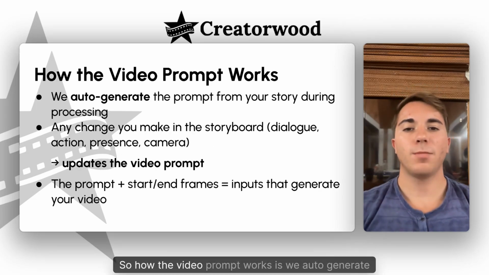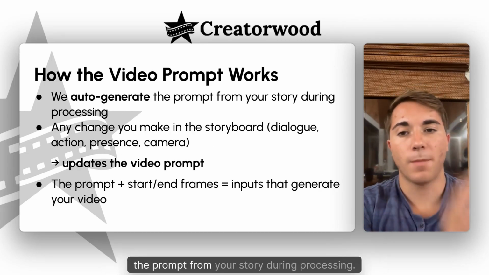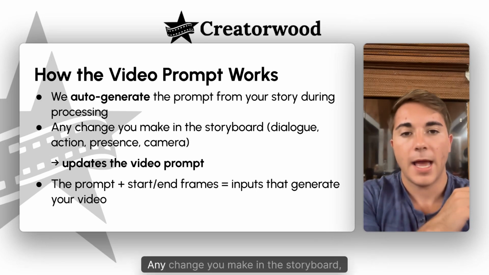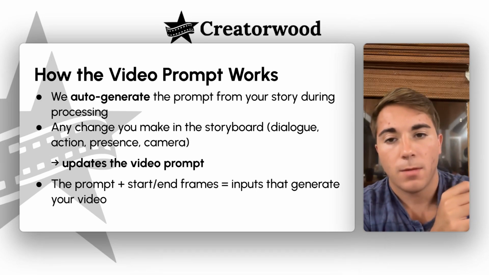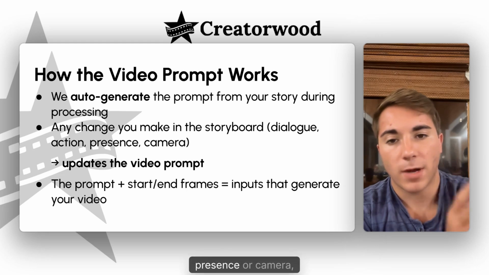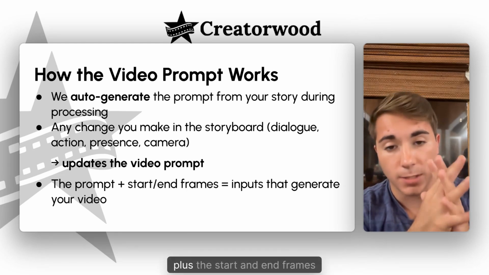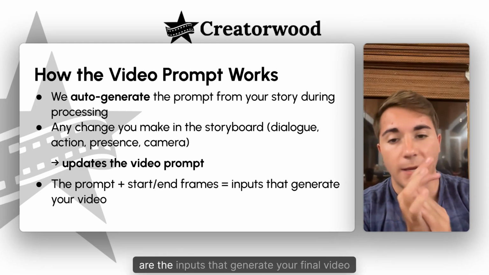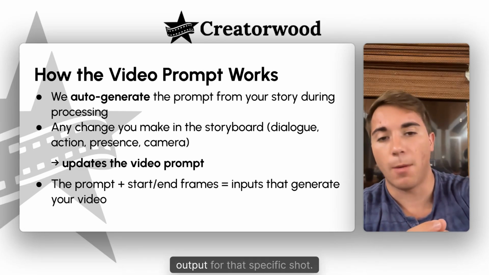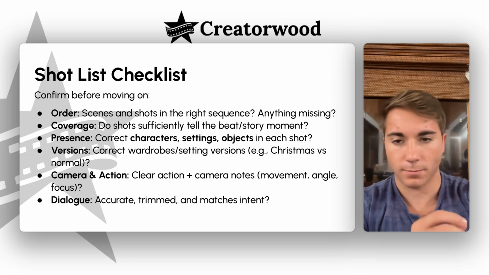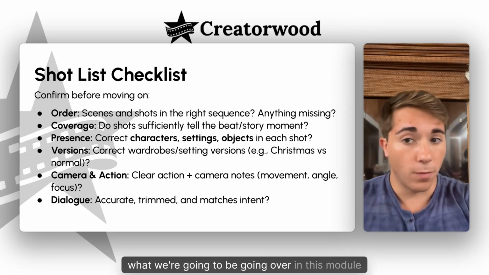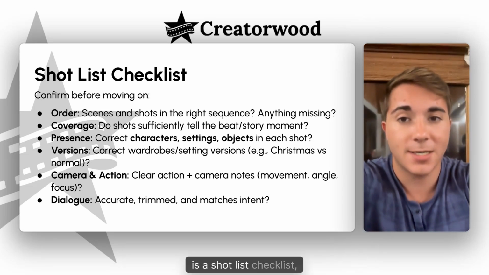So how the video prompt works is we auto-generate the prompt from your story during processing. Any change you make in the storyboard, whether it's dialogue, action, presence, or camera, will update the video prompt. And the prompt, again, plus the start and end frames are the inputs that generate your final video output for that specific shot. Now, what we're going to be going over in this module is a shot list checklist, which is kind of a mouthful.